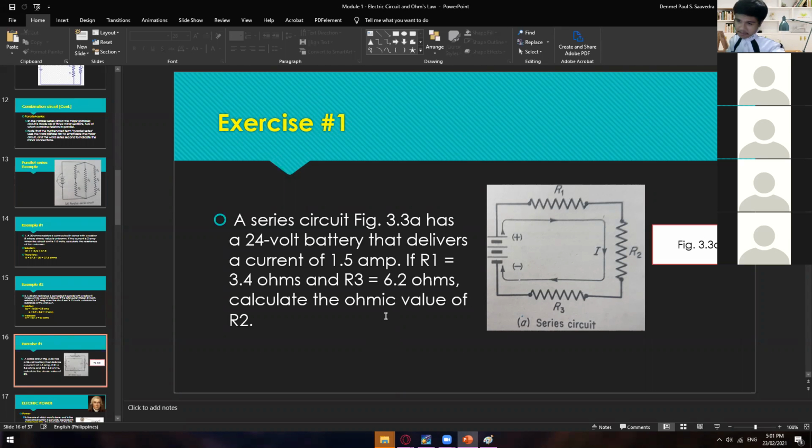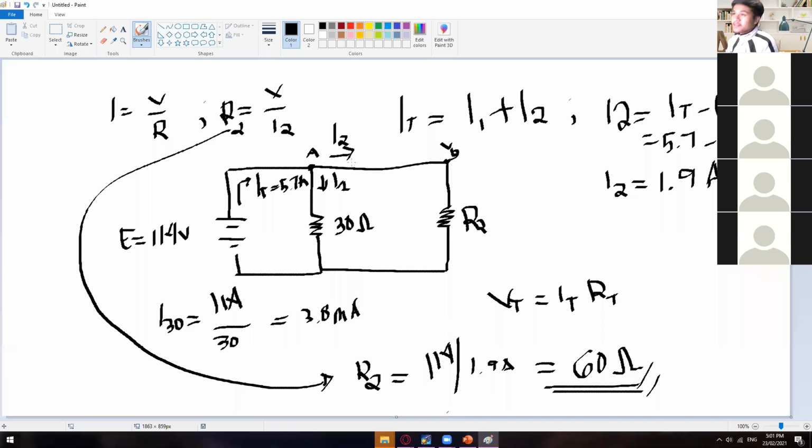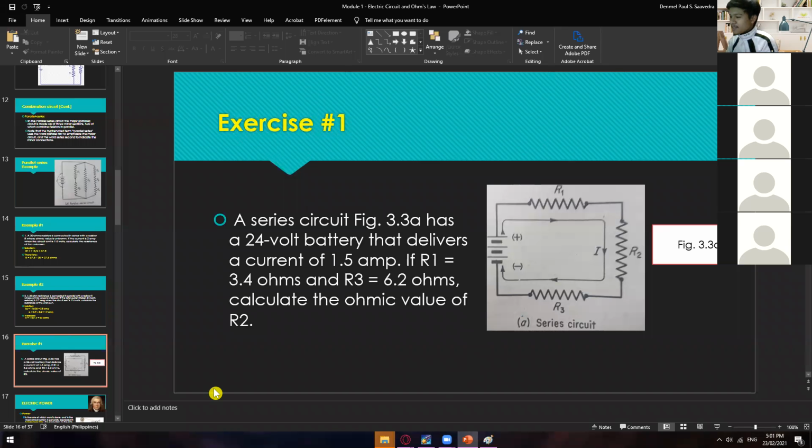All right, so you want to see the solution. Okay, so wait a second.